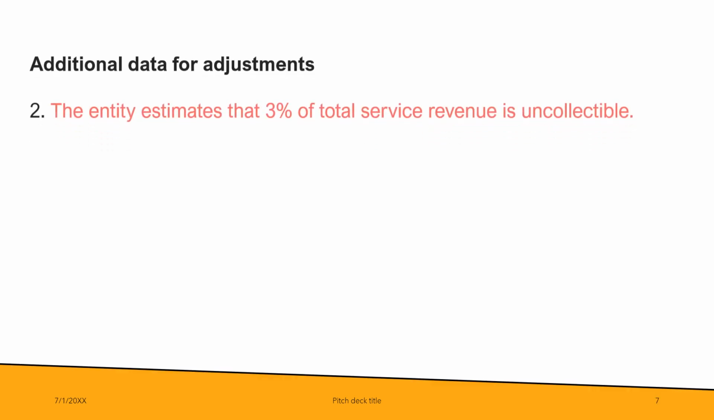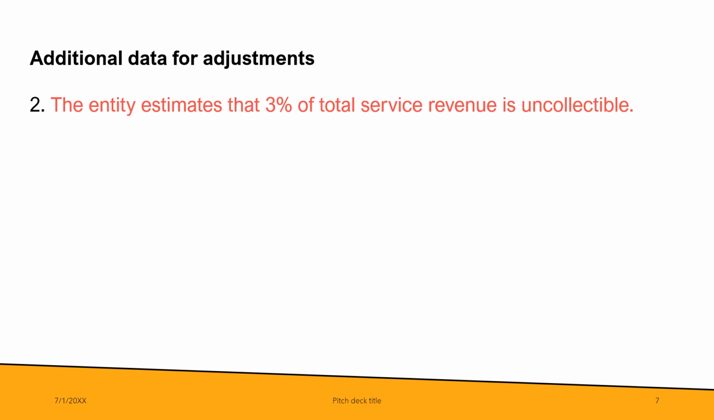Next adjusting entry, the entity estimates that 3% of total service revenue is uncollectible. If you can still recall the method of estimating doubtful accounts, remember that whatever the amount computed based on total service revenue is already your doubtful accounts expense. This is in contrast with the percentage of accounts receivable in which the computed amount is the required allowance. In such a case, you have to consider the allowance for doubtful accounts balance and determine whether that balance is a debit or credit balance.